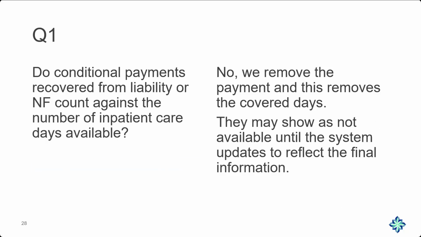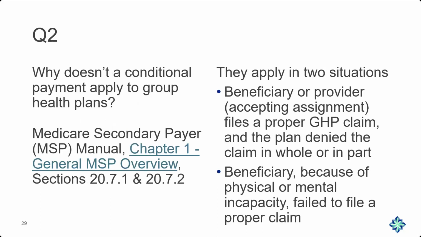All right, next question, and we did look at this one a little bit earlier, is why don't conditional payments apply to group health plans? The answer to that is actually within that IOM that I showed you, chapter 1 and sections 270.1 and 270.2. Remember I called out and I said, hey, make sure that you have these two situations and you read these two situations because they're very limiting. So you again filed a proper group health plan claim and the plan denied the claim in whole or in part. Okay, now we can look at it.